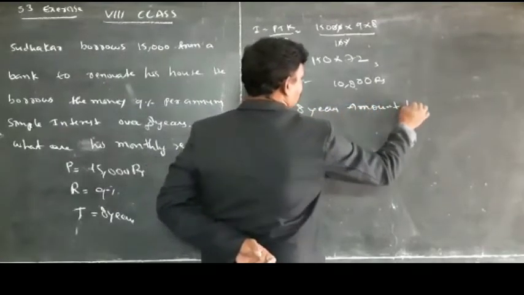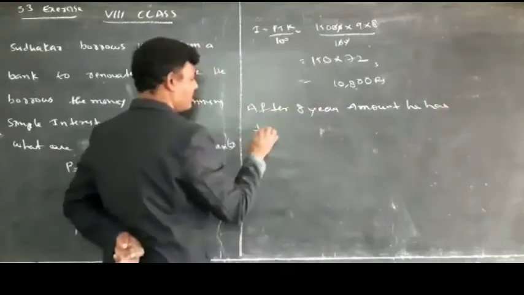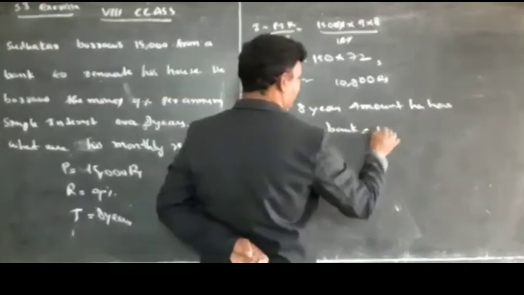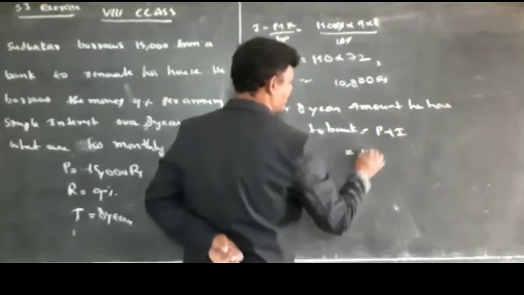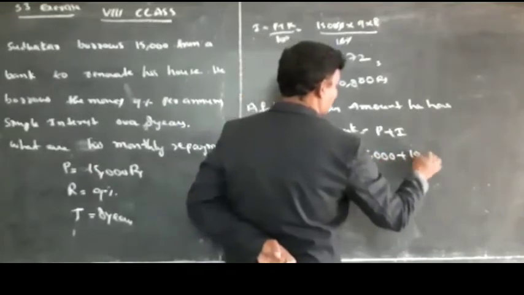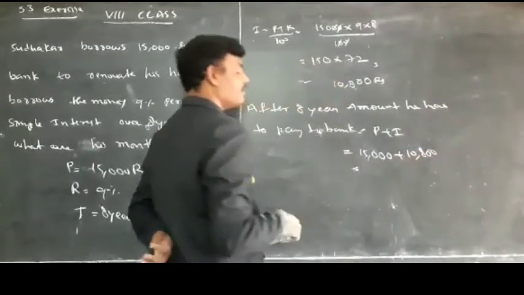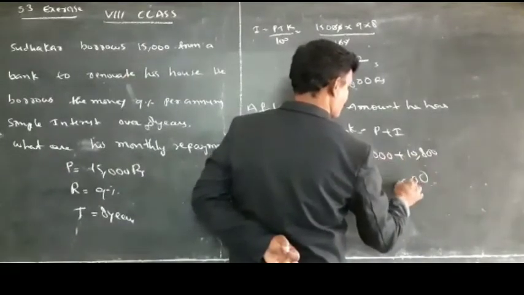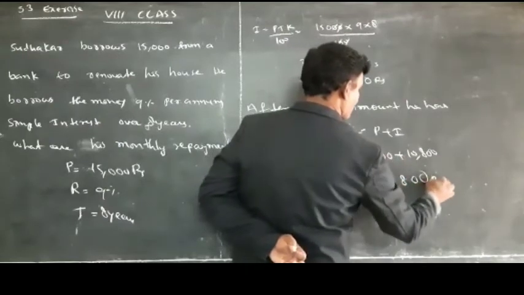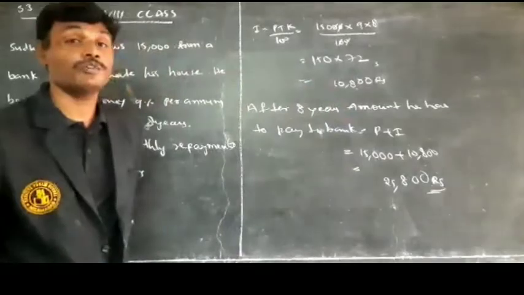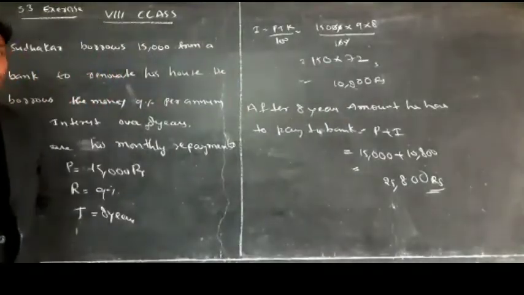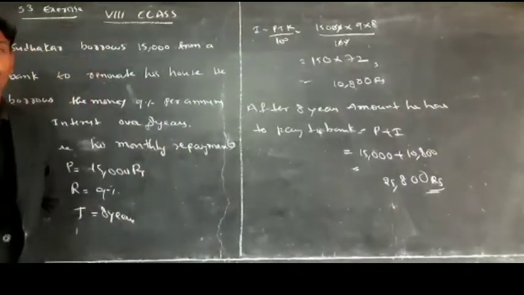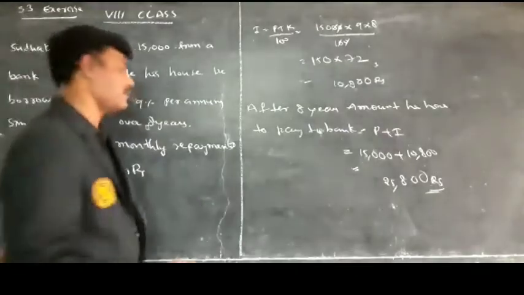So after 8 years, the amount he has to pay to the bank is equal to P plus I, which is 15,000 plus 10,800. He has to pay 25,800 to the bank. But he is not paying at a time. He is paying as a monthly installment. You have to find the monthly repayments.